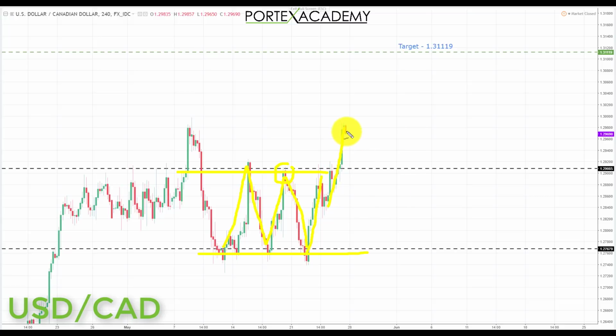So very simply put, if we get a pullback and a retest of broken resistance turning support at the 1.29085, this is going to be a great place to start to look for bullish formations and patterns. And if we get those bullish formations and patterns, we're going to be looking at initiating longs up towards the next key area of resistance to the upside and target 1 at the 1.31119.